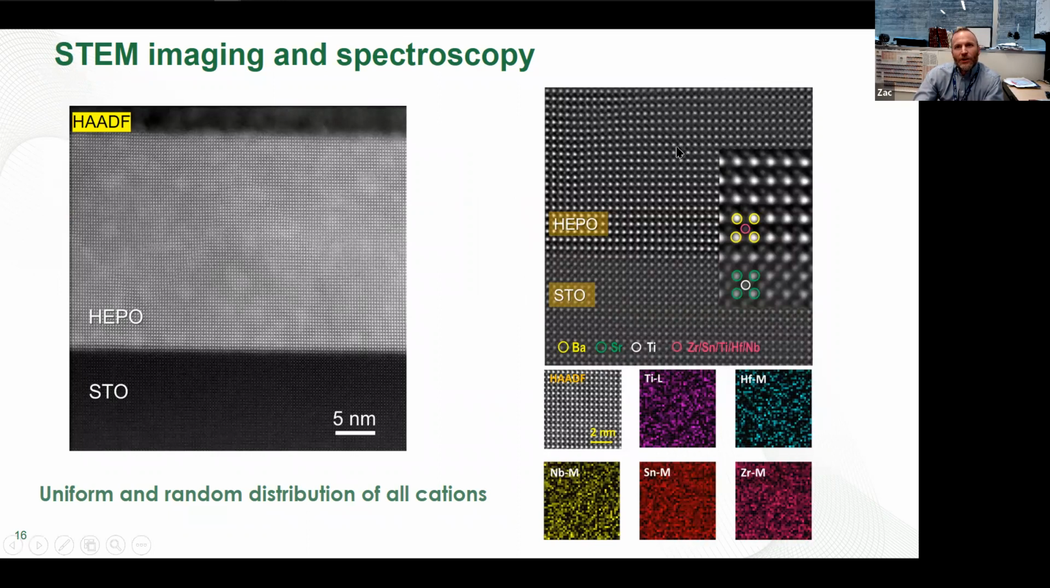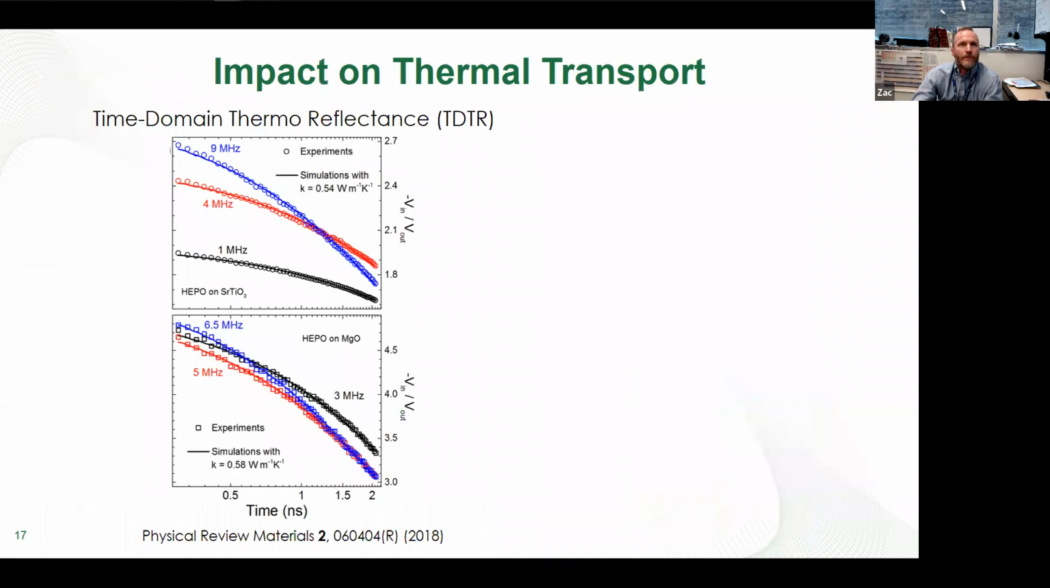When you zoom in on these, you can actually see the ordered state. And if we do EELS on that, you'll see that those cations are evenly mixed on the sublattice. There's no clustering there. So that's what we were aiming for.